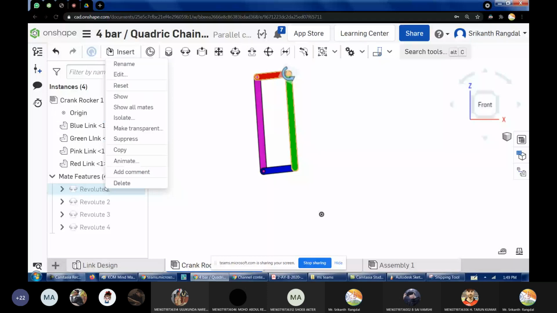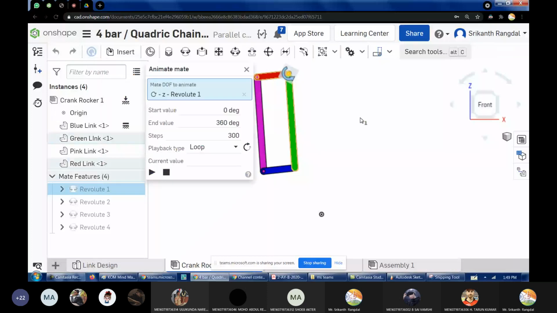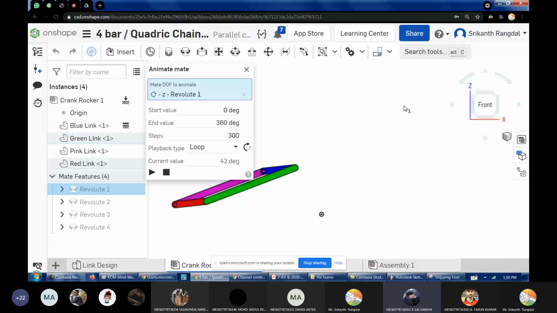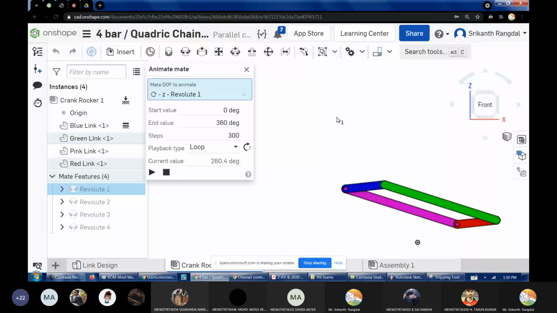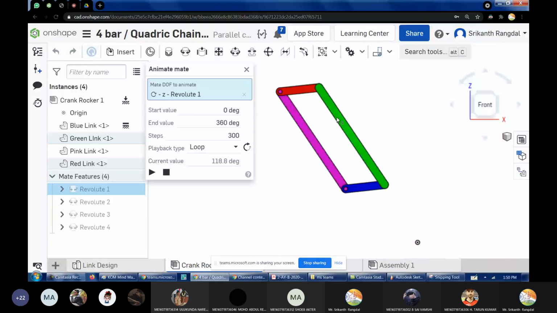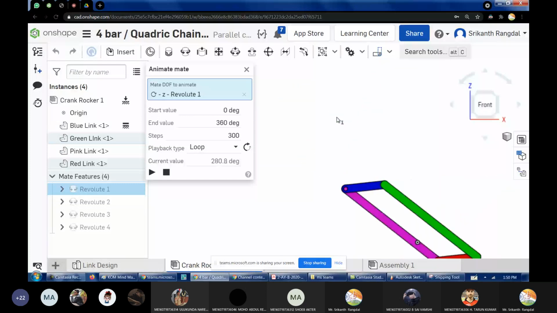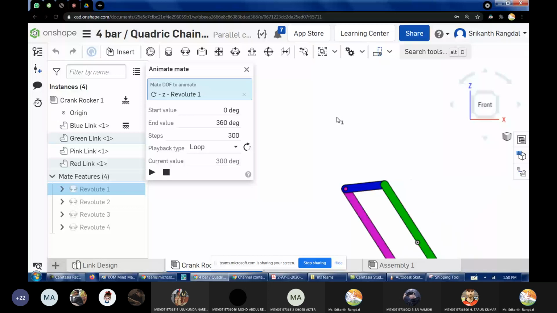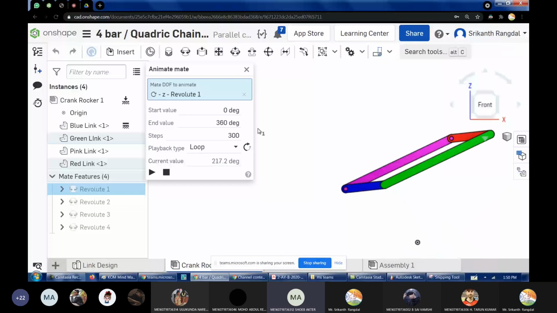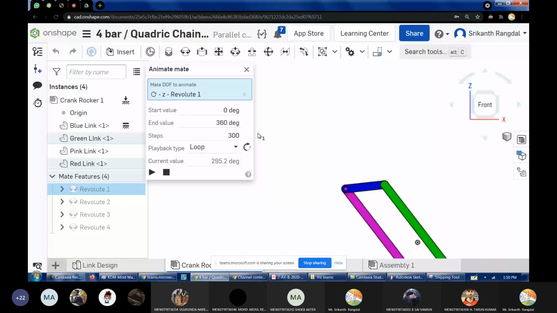Now in this special case, what kinds of inversions do we get? In this case, you can see which link is fixed. The blue link is fixed, right? So when the blue link is fixed, you can see both the pink and green links are performing a complete 360 degrees. So this is a double crank mechanism, isn't it? Yes, it's a double crank mechanism.